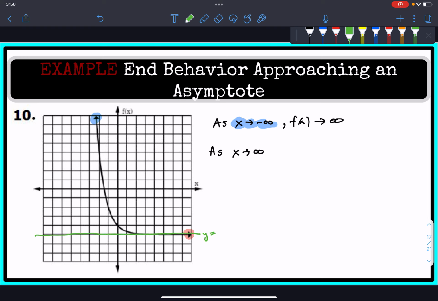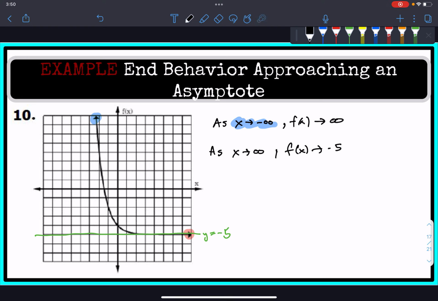y equals negative 5. Now, I know it kind of looks like it's actually on that line, but again, because of how zoomed out we are, we can't tell that there are actually small spaces between the graph and that green line that I just drew. Because they're so close together, you can't tell, but there is space between them. So the left end is unbounded because it's going towards infinity, but the right end is bounded and levels off, and it approaches this value of negative 5 from above. So our function behaves in that manner.